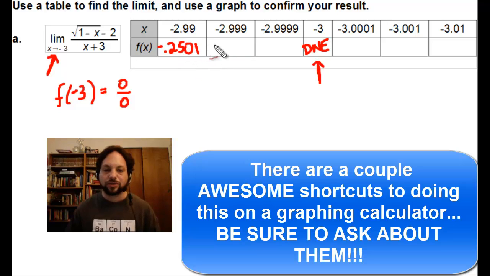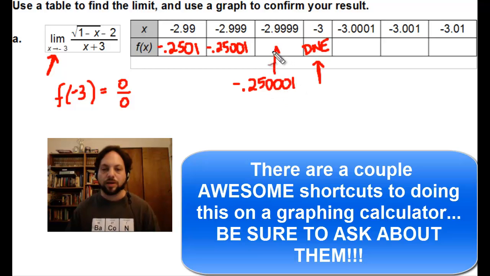Doesn't seem too special. Here, however, we would get -0.25001. Very interesting. It seems like it's getting closer to something. And if we fill this in, I might not have room in the box there, so I'll just write it down here. We'll get -2.25001. And so it does seem like we're getting really close to -0.25.